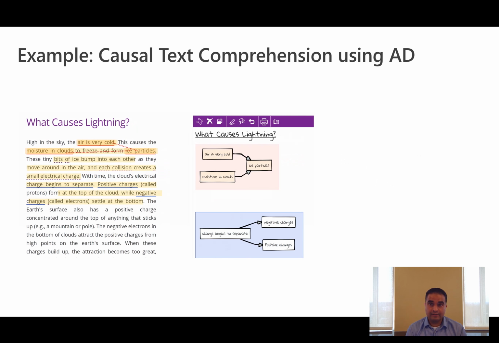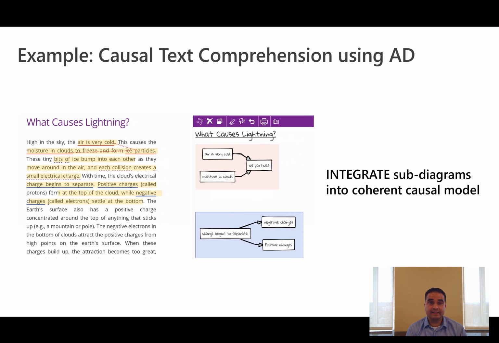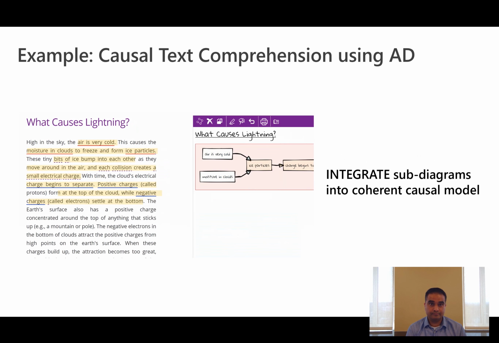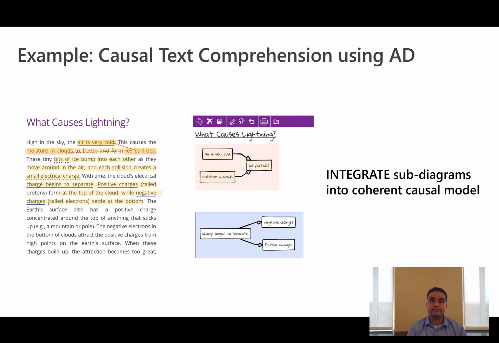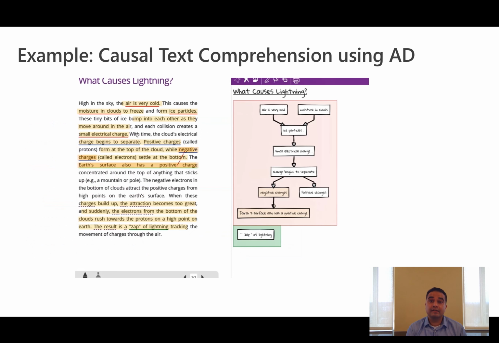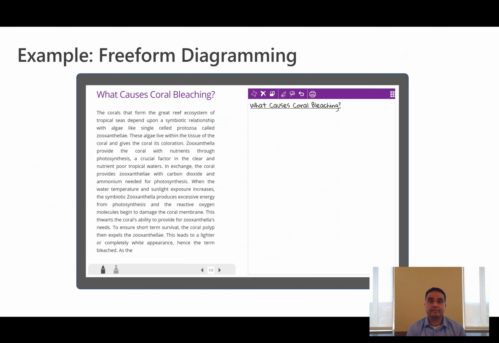Readers can integrate different subdiagrams by linking them in the diagram view. In this manner, the reader can construct coherent causal models from raw text. In addition to structured diagramming, our NLP annotation features allow for unconstrained visual note-taking.